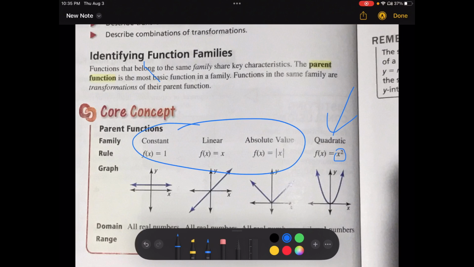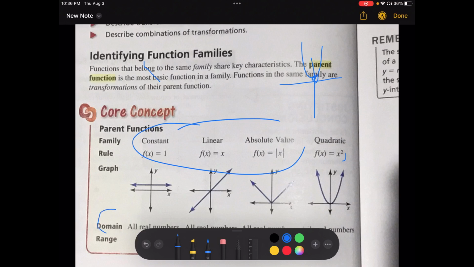So for quadratic, it's just a U shape. Every single quadratic will be a U shape, either this or this if it's negative. But luckily, the parent function is positive and it's just x squared. There's nothing other than x squared. To graph this is just a simple U shape which intersects at 0, 0.